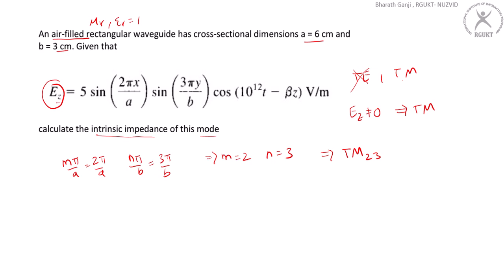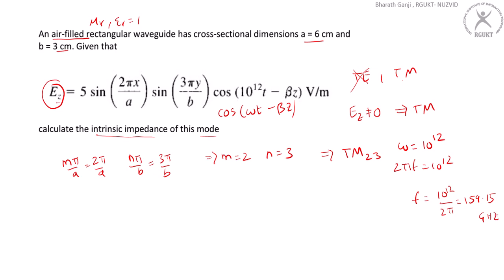And of course from the expression, this looks like cos of omega t minus beta z. So this makes omega equal to 10 to the power of 12. That makes the frequency of operation 2 pi f equal to 10 to the power of 12. So frequency is equal to 10 to the power of 12 by 2 pi, that is 159.15 gigahertz. So that's your frequency of operation.